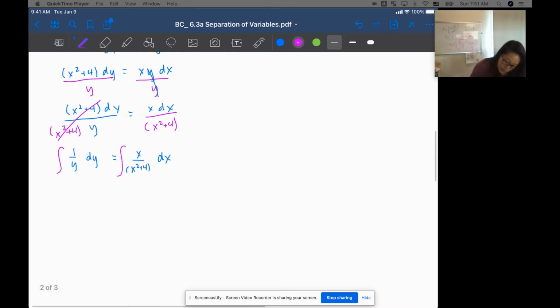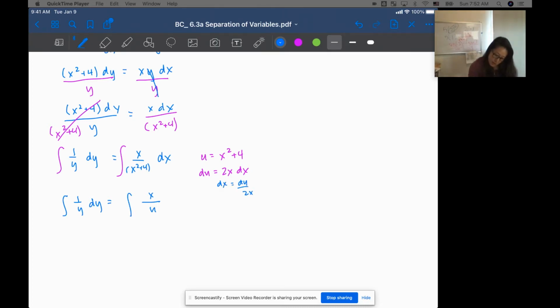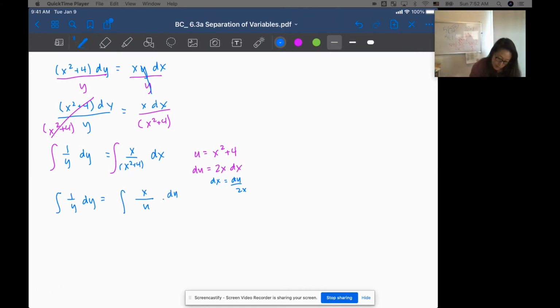Well, before I integrate the left side, I'm going to make a u substitution. So I get u is equal to x squared plus 4. So du is equal to 2x dx. So I get 1 over y dy is equal to the integral of x over u. And then dx is equal to du over 2x. Okay. So x over u times du over 2x, right? Yeah, okay. See, my x's cancel.